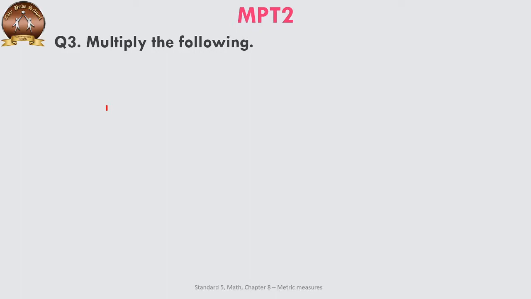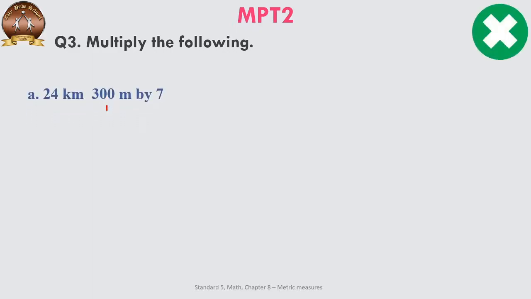Now the next question is multiply the following. Now how are the questions of multiplication? Multiplication questions are somewhat like 24 kilometer, 300 meter. You have to multiply that by a number. Now, why by a number? Kilometer and meter, why not by kilometer and meter itself? A kilometer or meter cannot be multiplied by meter and kilometer, because if we do the multiplication, we go in the topic of area. Now, we are not talking about area, we are talking about simple multiplications.